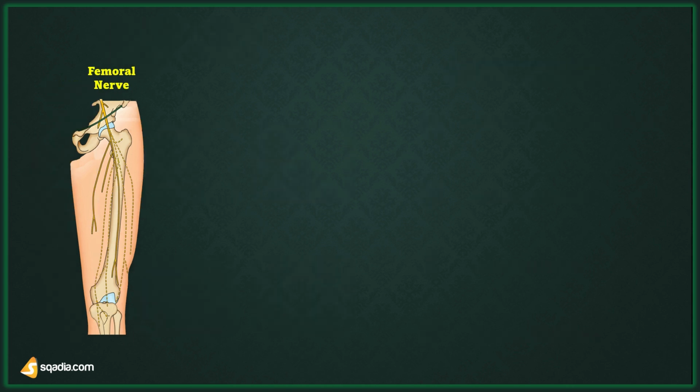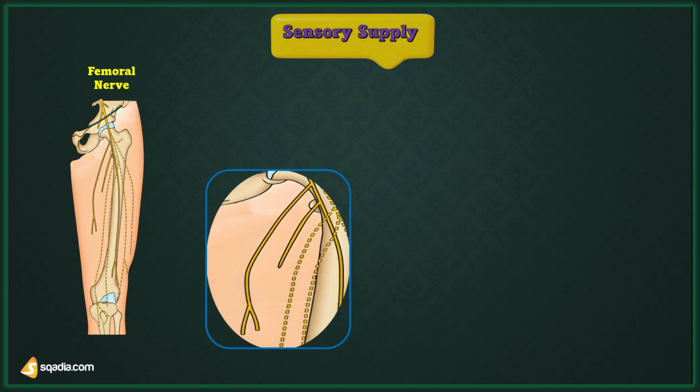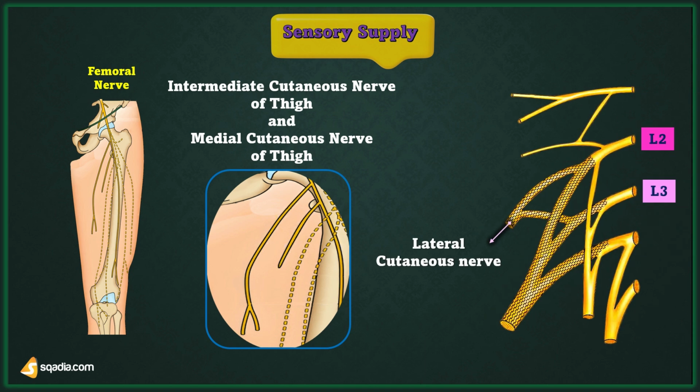Moving on, let's talk about the cutaneous or sensory branches of the femoral nerve. From the anterior division, two cutaneous branches arise. These are the intermediate cutaneous nerve of thigh and the medial cutaneous nerve of thigh. Keep in mind that they are different from the lateral cutaneous nerve of thigh and posterior cutaneous nerve of thigh, which are direct branches of the lumbosacral plexus.